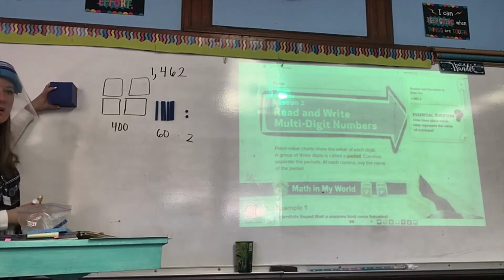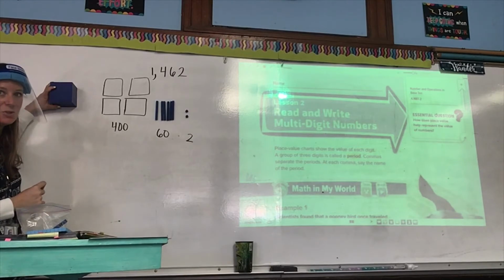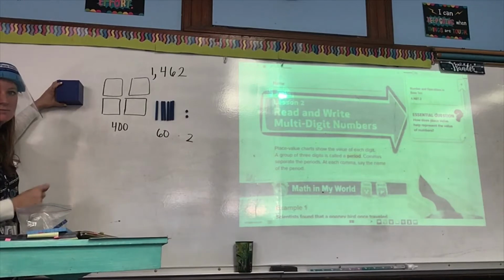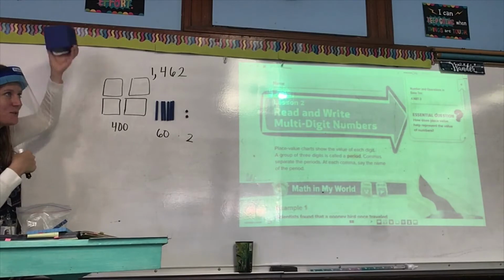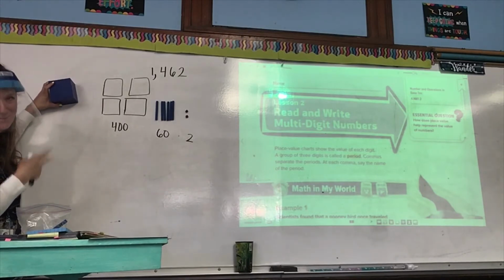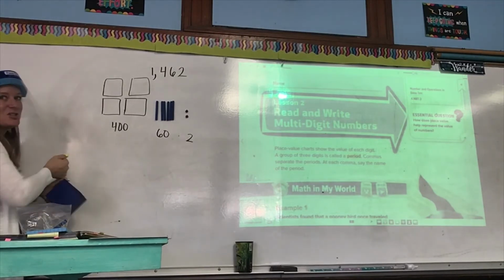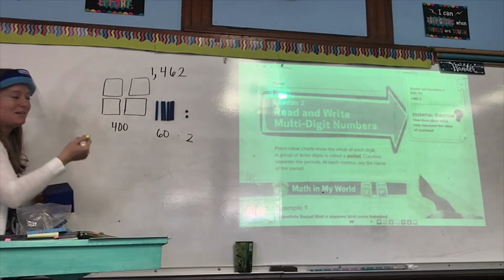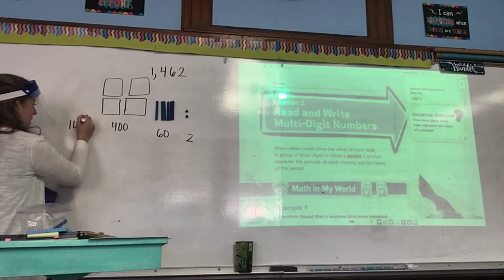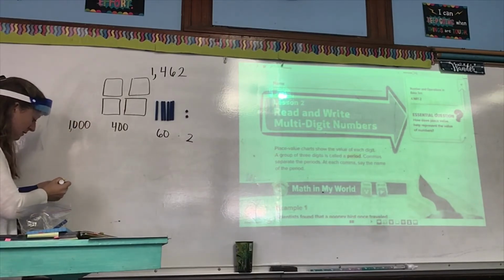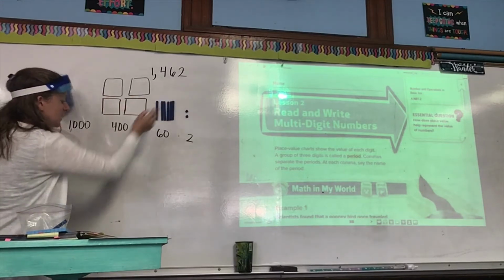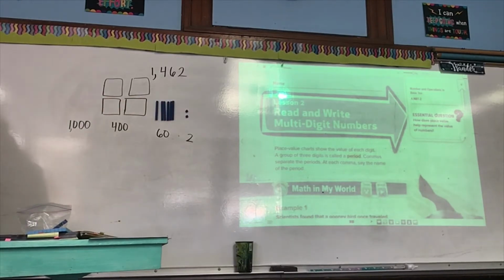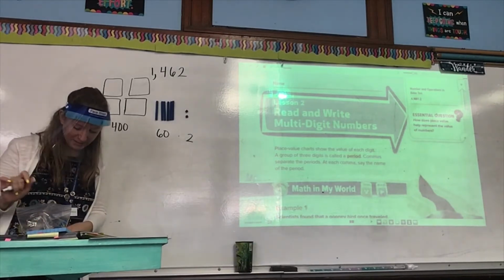Now, how many ones cubes are in a 1,000 cube? Aaron? 1,000. If we had 2, how many would there be? 2,000. Good. So we have 1,000, we have 400, we have 60, and we have 2. I'm going to put this down because there's no magnet big enough to hold that.